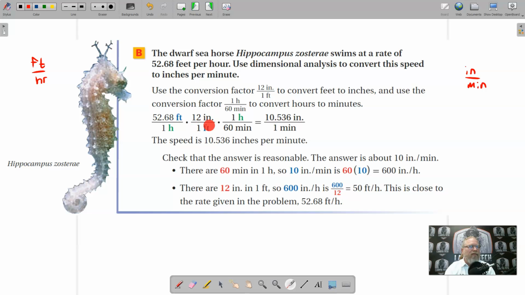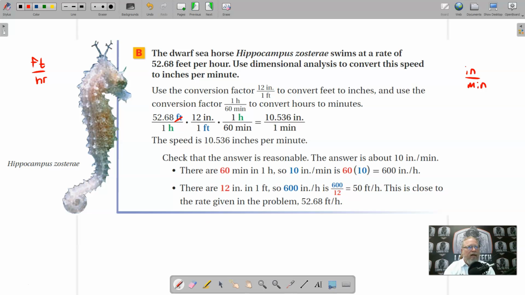Put in our conversion factor for distance. 12 inches is to 1 foot. Put in our conversion factor for time. 1 hour is to 60 minutes. And notice that feet is in the numerator. So whenever we set up our first conversion factor, we're going to put feet in the denominator because we want those to cancel. And whenever we did our conversion factor for time, notice that hours is in the denominator. So we put hours in place of the numerator because we want these hours to cancel each other as well.